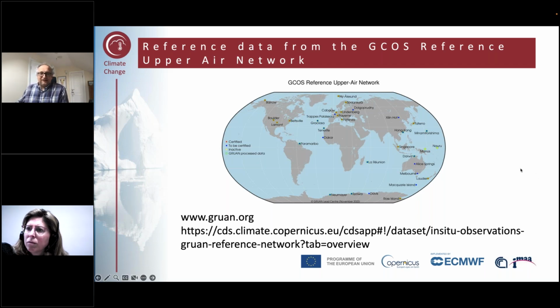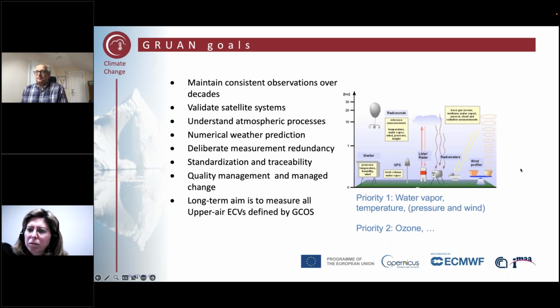So, what is this GRUAN data? Well, the GRUAN goals, firstly, are to maintain consistent observations over periods of decades, to validate satellite systems, to understand atmospheric processes, to improve fundamentally numerical weather prediction. There is a deliberate measurement redundancy aspiration in GRUAN. So you should measure the same parameter in two or more different ways. There is a need for standardization and traceability, quality management and managed change. And the long-term aim is to measure all the upper air essential climate variables defined by GCOS, but we've got to walk before we can run. So in the first instance, we've been concentrating upon water vapor and temperature, pressure and wind.